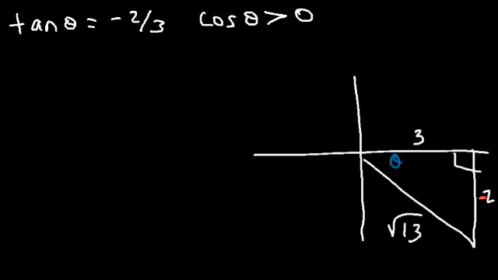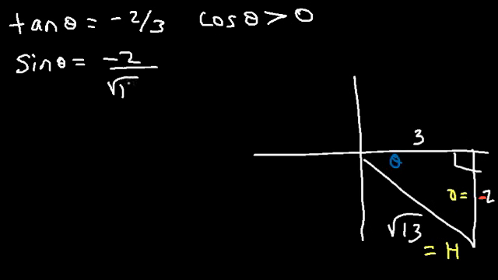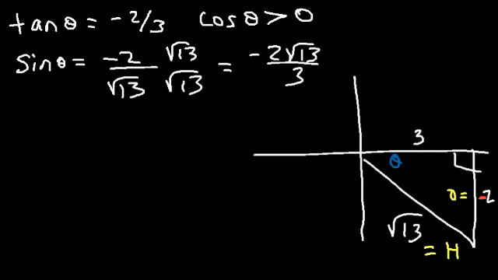So now let's find the other things. Sine theta is opposite over hypotenuse. The opposite side is negative 2. Hypotenuse is root 13. So it's negative 2 divided by root 13. Now because we have a radical in the denominator, we need to rationalize it. So let's multiply the top and bottom by root 13. So this is negative 2 root 13 divided by 13. So that's the answer for sine theta.